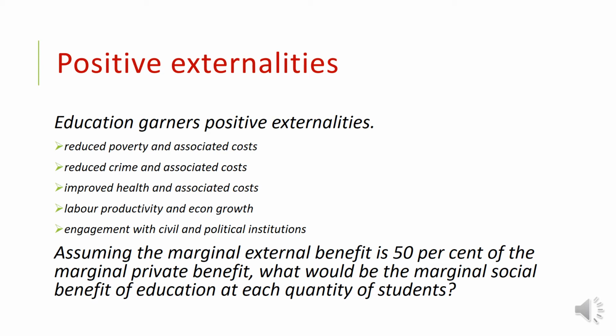Alright, so all of those external benefits are not being taken account of in a private market, right? Those benefits are being enjoyed by other members of the society. Now, assuming the marginal external benefit is 50% of the marginal private benefit, of course this is just funny numbers, what would be the marginal social benefit of education at each quantity of students?